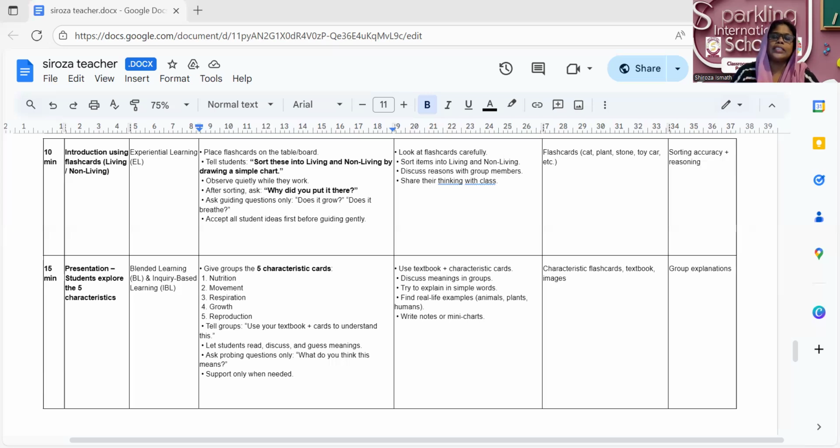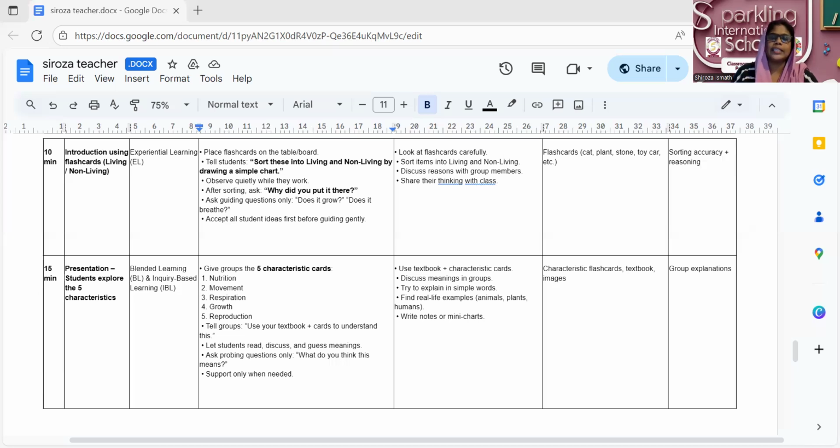In this part, students will explore the five main characteristics of living things. The lesson activity here is presentations and explorations using the textbook and the flashcards. That is the blended learning. The teaching methods I use are blended learning and inquiry-based learning.